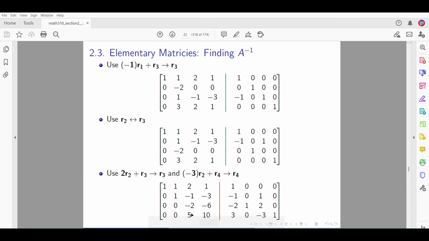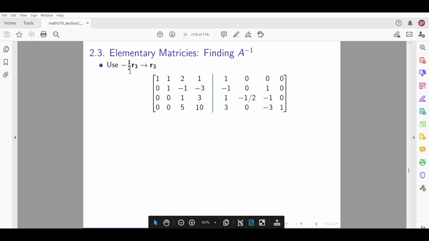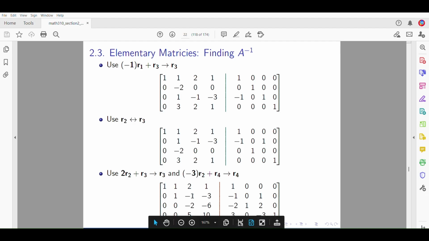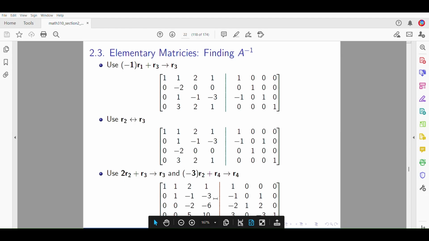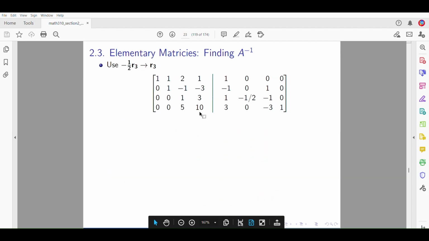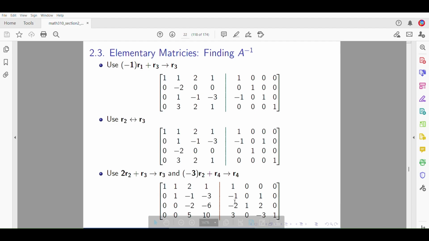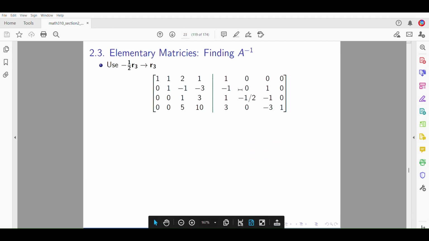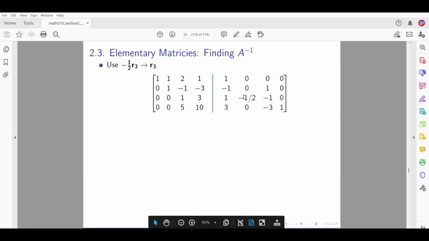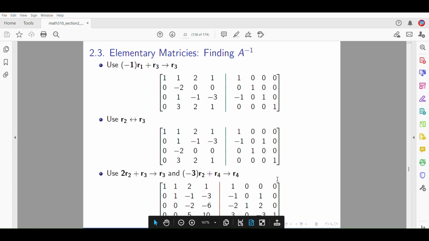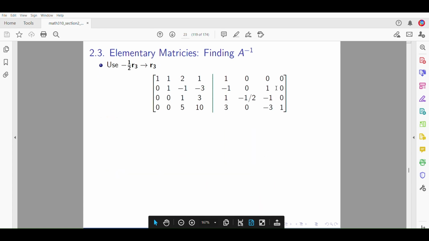That's a 5, so interchange is not very useful. Let me try dividing row 3 by negative 2. Divide row 3 by negative 2. Negative 2 over negative 2, 1. Negative 6 over negative 2, positive 3. Negative 2 over negative 2, 1. 1 over negative 2, negative half. 2 over negative 2, negative 1. Everybody else is the same.